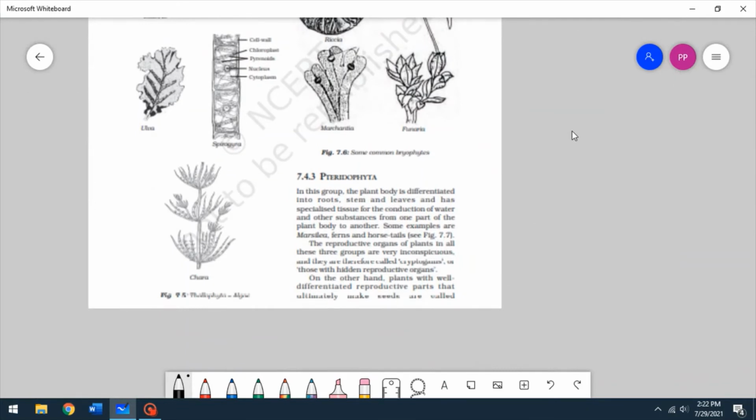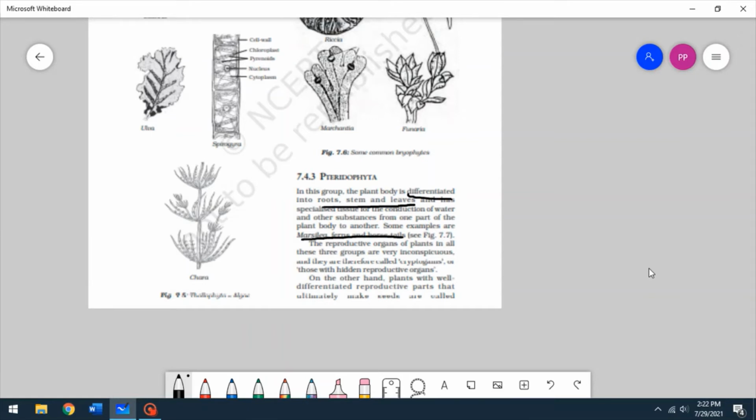So then we have the third phylum, which is Pteridophyta. In this group, the plant body is differentiated. That's what we said would occur from Bryophyta, a differentiated plant body. And it is differentiated into roots, stems, and leaves. And it has a specialized tissue for the conduction of water and other substances. So from Pteridophyta onwards, we have a well-differentiated body with a specialized tissue for conduction of water and other substances. Some examples are Marsilea, ferns, and horsetails.